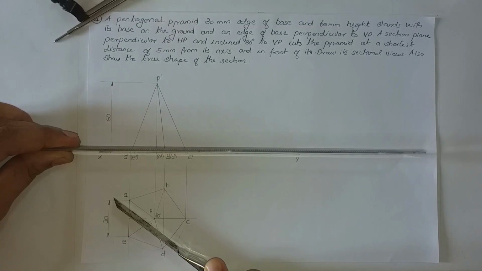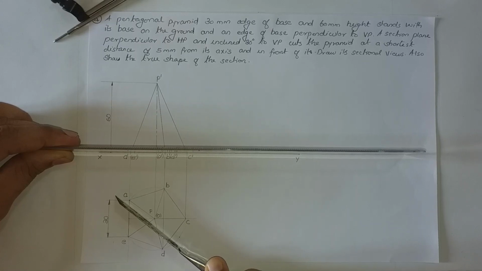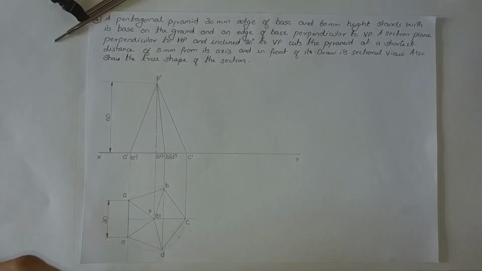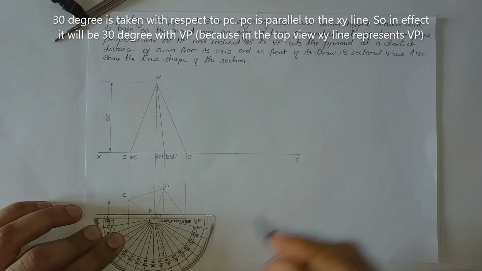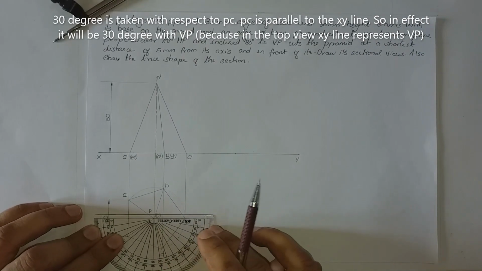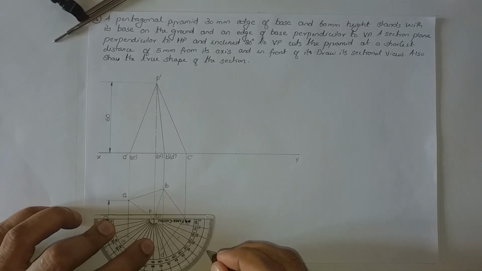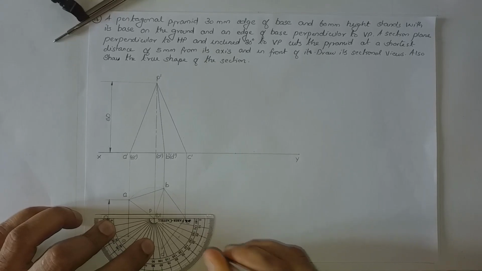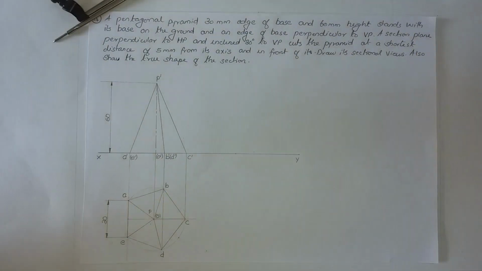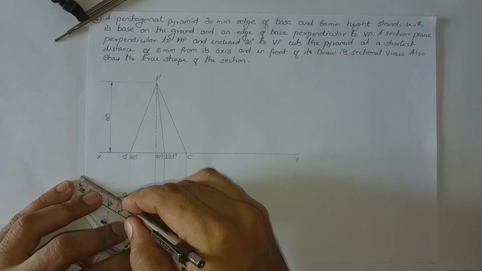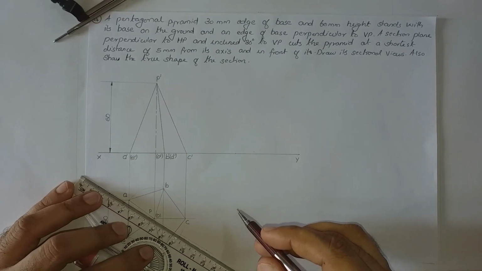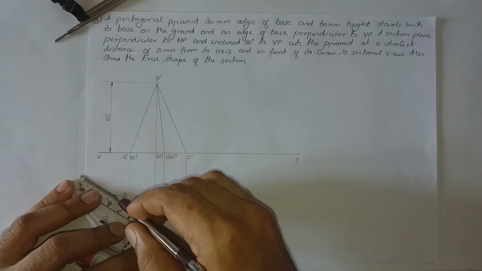The distance of the section plane with respect to the axis, which is PO in the top view and appears as a point in the top view, is 5 mm. Now let us observe how we can draw or locate this section plane. In order to locate the section plane, follow this procedure. Using your protractor, let us take an angle of 30. Place this point on the axis. Now let us take an inclination of 30 degrees with respect to the axis. Now draw a thin line passing through the axis. The inclination of this line is 30 degrees with respect to the vertical plane or the XY line, but it is passing through the axis.